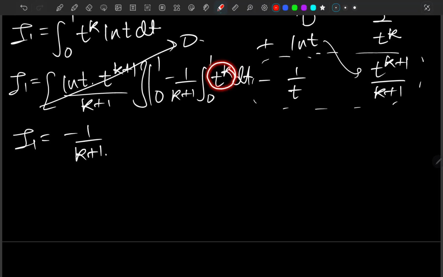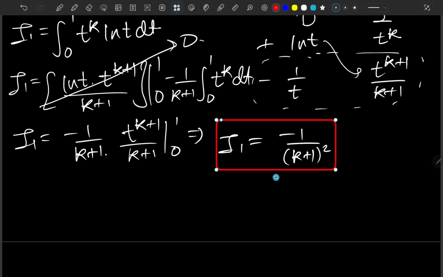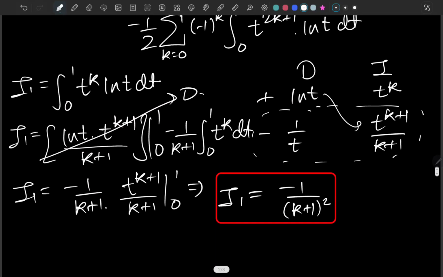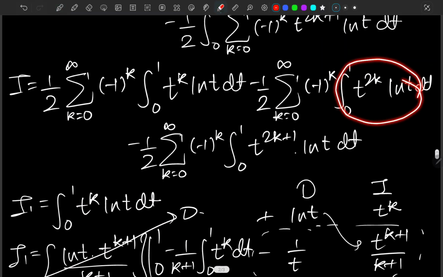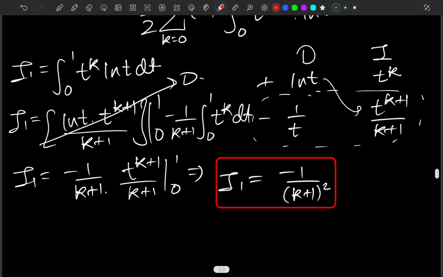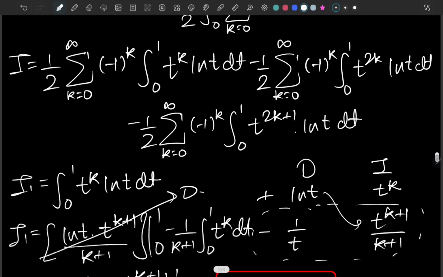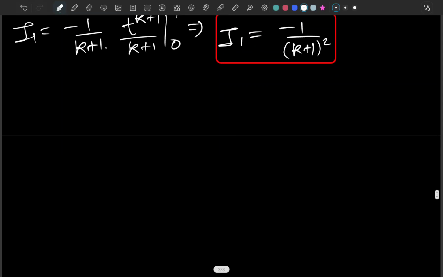the integral of t to the k, which gives us t to the k plus 1 over k plus 1, evaluating from 0 to 1. So basically we are having I1 as negative 1 over k plus 1 whole squared. So again, an interesting thing. And similarly we can evaluate this integral as well as this one also. So let's evaluate them separately, but I thought to just leave this for you guys, but it's all right. You can just pause the video right here to evaluate those integrals on your own. But yeah, if you do that, that's a good thing.